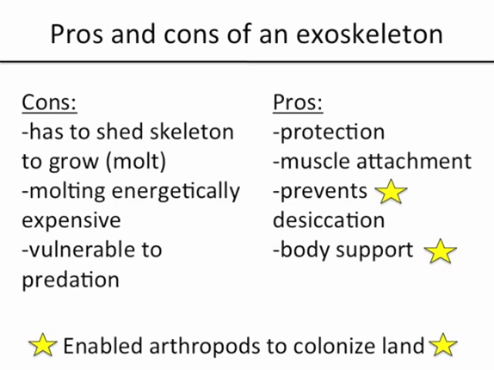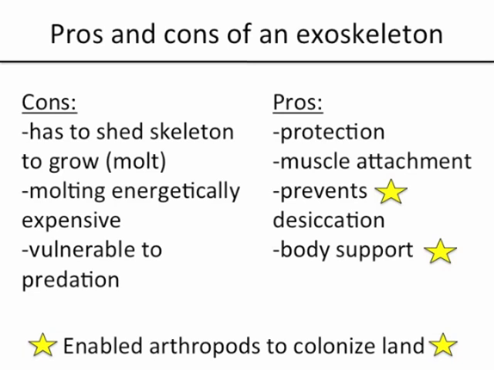All right, so here are some cons. It has to shed its skeleton to grow. This is called molting. Molting itself is pretty energetically expensive, and it's highly vulnerable to predation during that time, and highly tasty. If you've ever had soft-shell crab, that's what you're having. You're having a crab that has molted, and then you can eat the whole thing. You don't have to peel it, which is really nice.